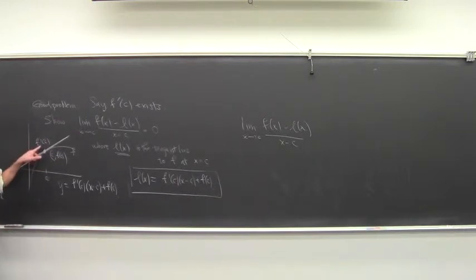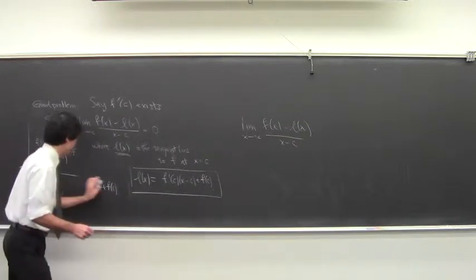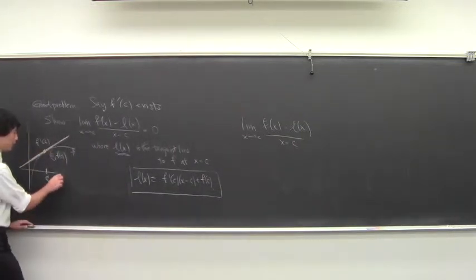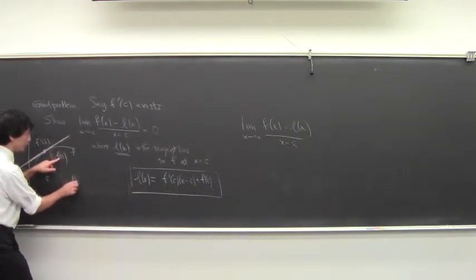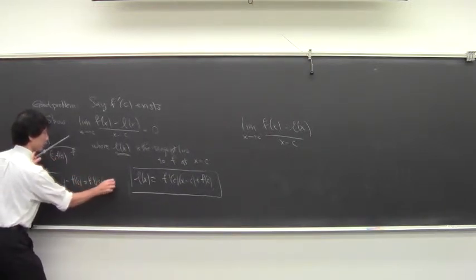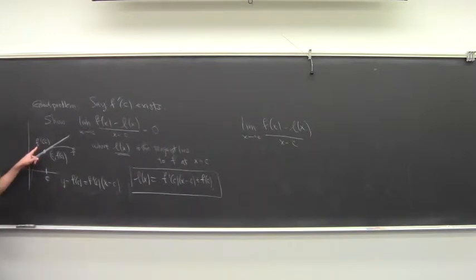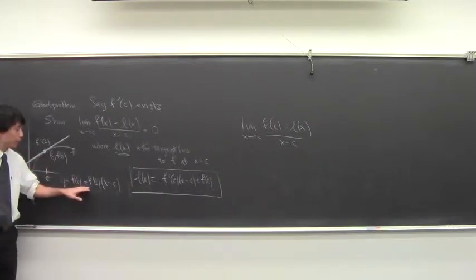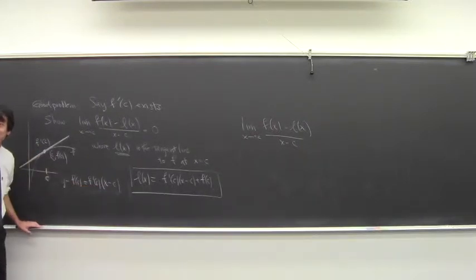Okay, so what's the slope? The slope is f prime of c. This point here is c. This point here has coordinates c, f of c. So what's the equation for the line? y minus y naught equals slope times x minus x naught.